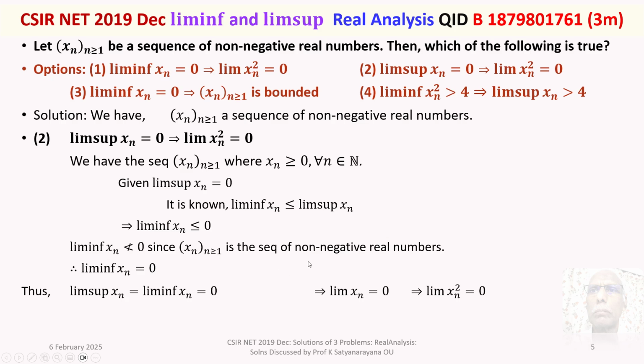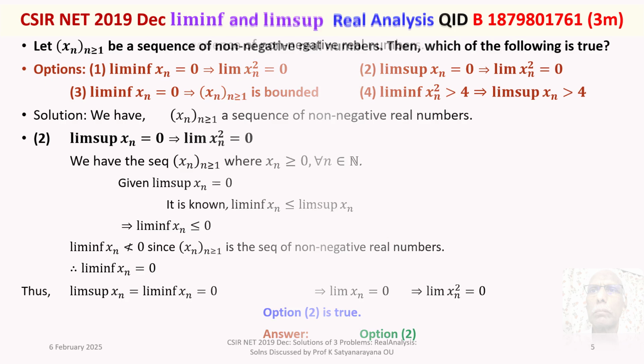This implies the sequence Xn converges to 0. That is, limit Xn is 0. When limit Xn is 0, limit of Xn square is also equal to 0. So that means the statement given in option 2 is true. Option 2 is true, and since it is from section B, only one correct answer will be there. Therefore, that is our answer. The answer to this question is option 2. That is the detailed discussion of the solution of the given problem.